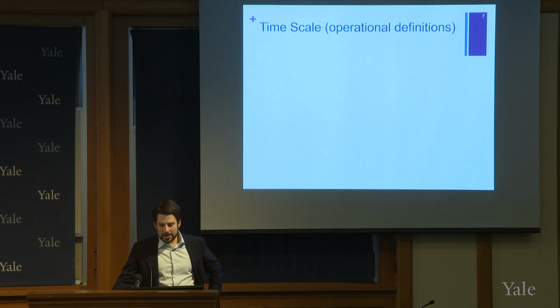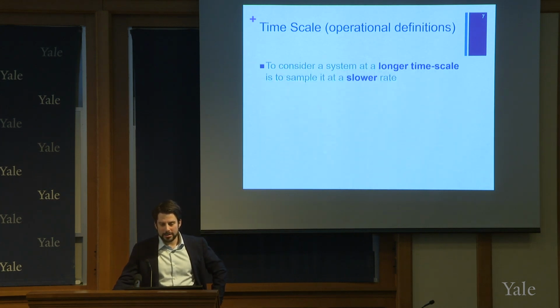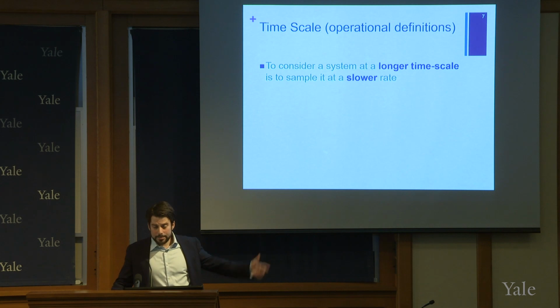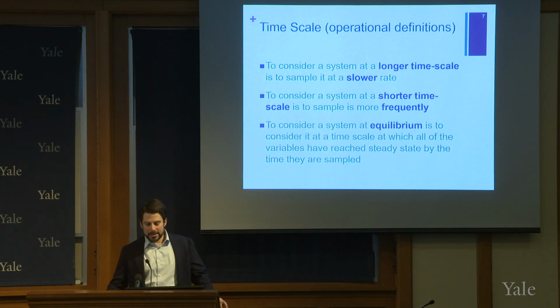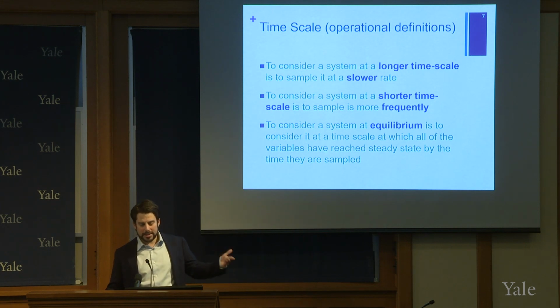Okay, and then last preliminary, I'm talking about timescale, and one way we can understand it is operationally. We're sampling some quantity repeatedly, and we can think about considering the system at a longer time scale as sampling at a slower rate. To consider it at a shorter time scale, let's sample it more frequently. And when I talk about considering a system at equilibrium, I'm imagining that we're considering it at a time scale at which all the variables have reached steady state by the time they're sampled.